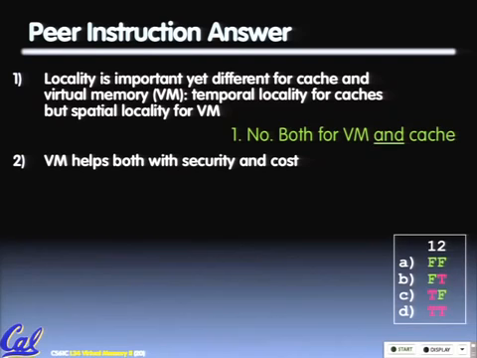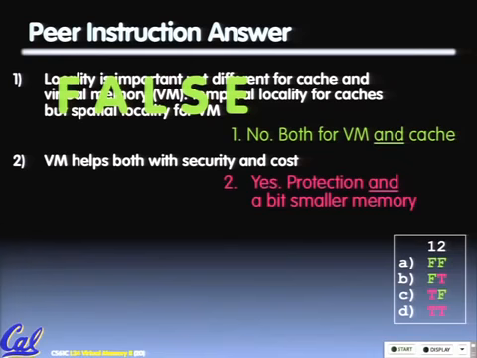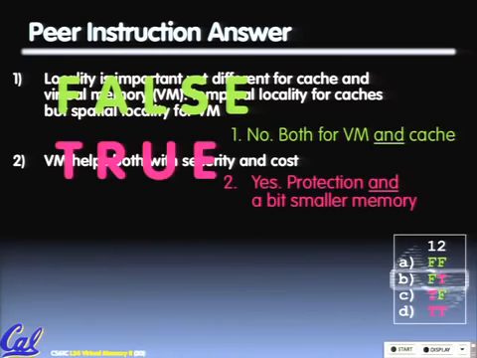So that's false. And yes, we need security and cost. Security protects your process from another process, and cost means that you can actually spend half as much money on memory and still get your program to run. It just will run slower if you're doing more page swapping. That's good stuff. That's true. So there's your B.